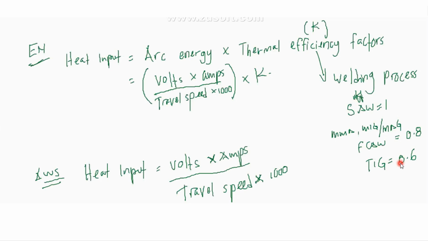So in your exam or training, if they ask for arc energy, it means volt times amps divided by travel speed times 1000. That is arc energy in European. If the question asks heat input, then you need to times with K. Okay? Clear about this? So don't worry too much about the American.